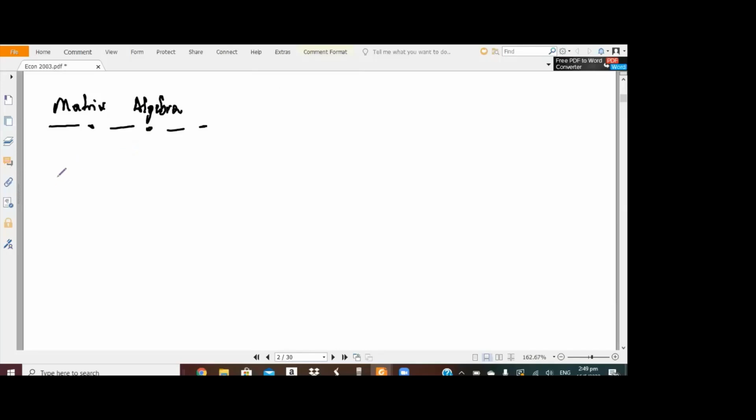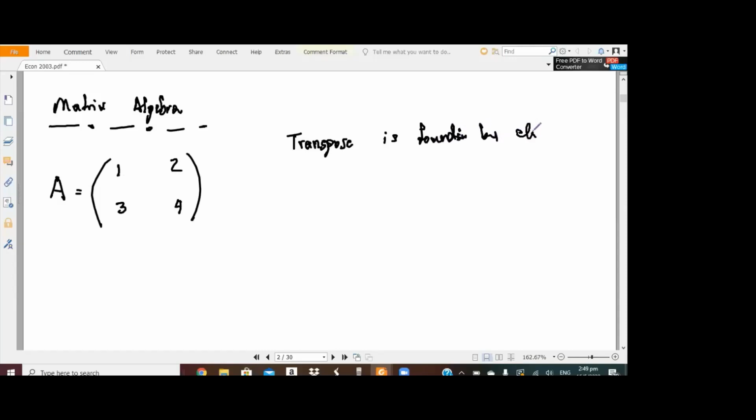So see, I have a matrix A, right? And I have, say, the numbers 1, 2, 3, 4 here. Cool. The transpose of the matrix is found by basically flipping the rows and columns. So transpose is found by changing the rows and the columns, right? So what does this mean? If it was the first row, now it's actually going to become the first column. And if it was the second row, then it becomes the second column, right?